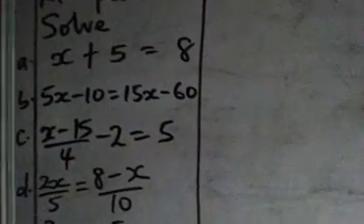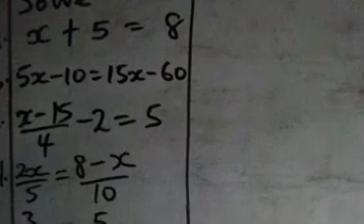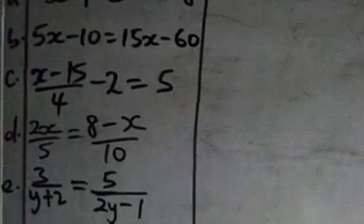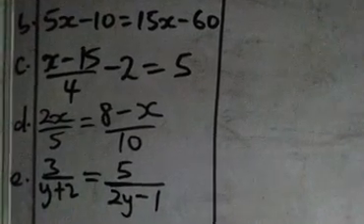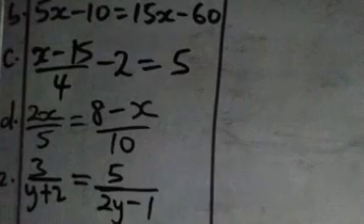Okay, on the board now we have 5 examples to look at. We'll start from simple equations and we'll move to a bit complex equations, and we'll break it down. You'll see at the end of the day that every one of these equations is very simple. So number 1, we have x plus 5 equals to 8. Solution, let's solve this.